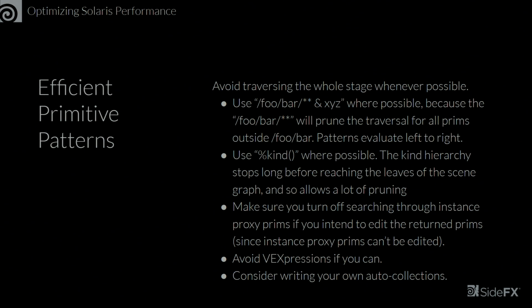Use the %kind auto collection. Use auto collections whenever you can. Auto collections are way faster than the alternative, which is usually VEX expressions. VEX expressions should only be used if you have to, because they're slow, not from running the VEX code. They're slow translating the USD into a form that VEX can run on, and then taking the output and translating it back. But yes, avoid VEX expressions if you can.